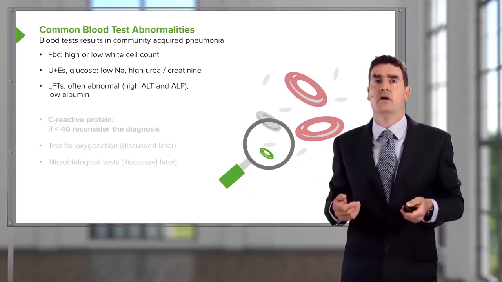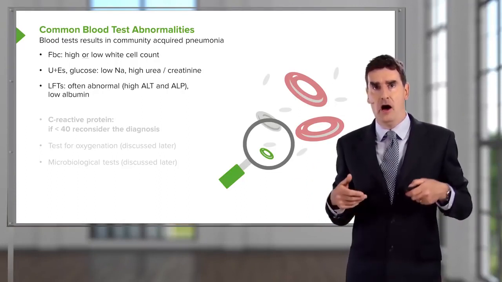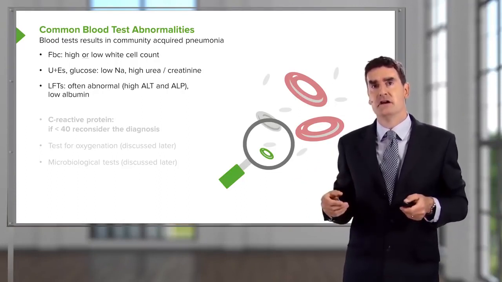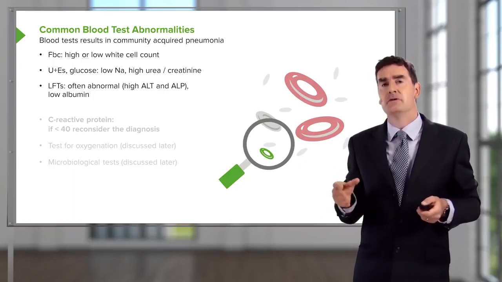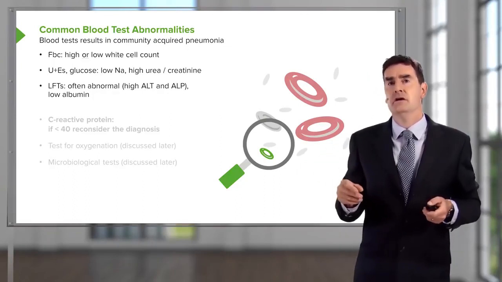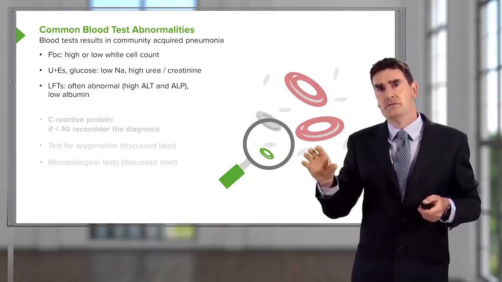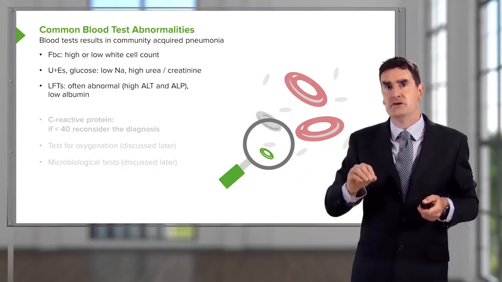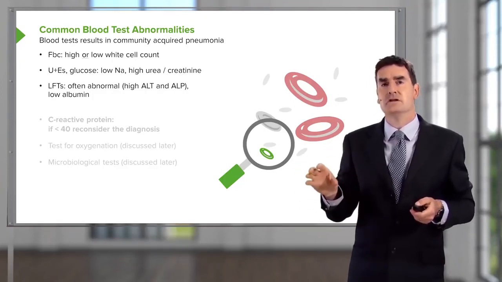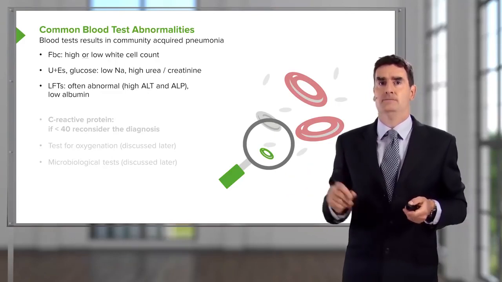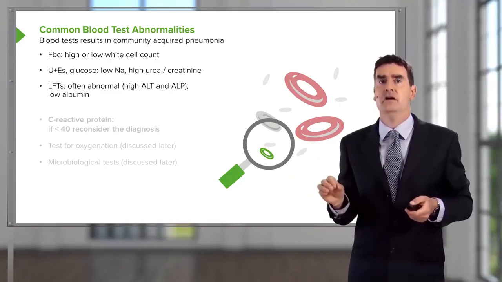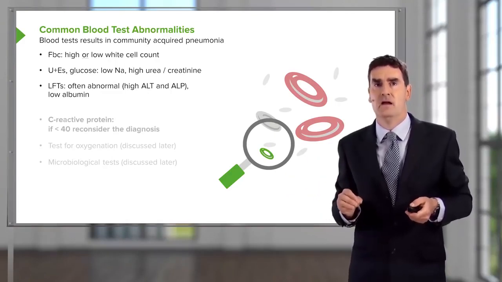Liver function tests often are abnormal in patients with pneumonia, a high ALT and a high alkaline phosphatase, and the albumin is one of those markers of acute infection. So for example, somebody gets acute pneumococcal pneumonia, their albumin may drop from the normal range of about 40 down to 25 very quickly. So hypoalbuminemia is a marker of infection.